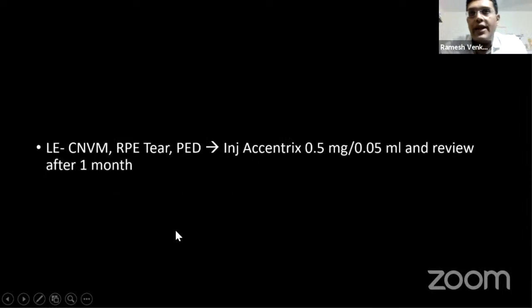So we had this thought process that once the RPE tear is already developed, the chances of another tear developing is very less. Single-eyed patient with a very good visual acuity with activity on the OCT suggested that we need to treat this patient. And therefore, we treated this patient with injection Accentrix or ranibizumab, 0.5 milligram per 0.05 ml. And we reviewed this patient after 1 month.